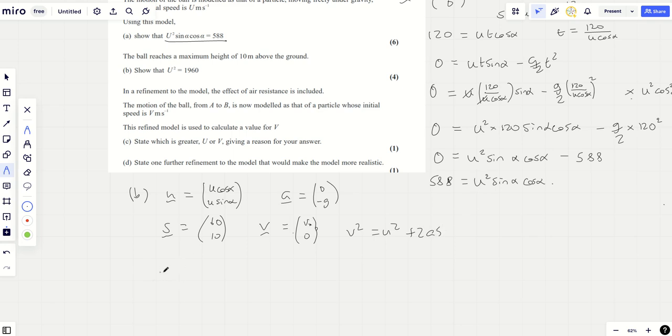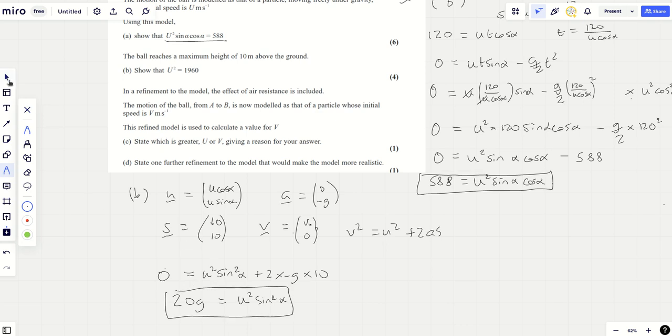we can just say, well, okay, 0 is going to be u squared sine squared alpha plus 2 times a times s. And so 20g is going to be equal to u squared sine squared alpha. Okay, they got us to work this out, so I guess that's going to be useful. And I've got this here.